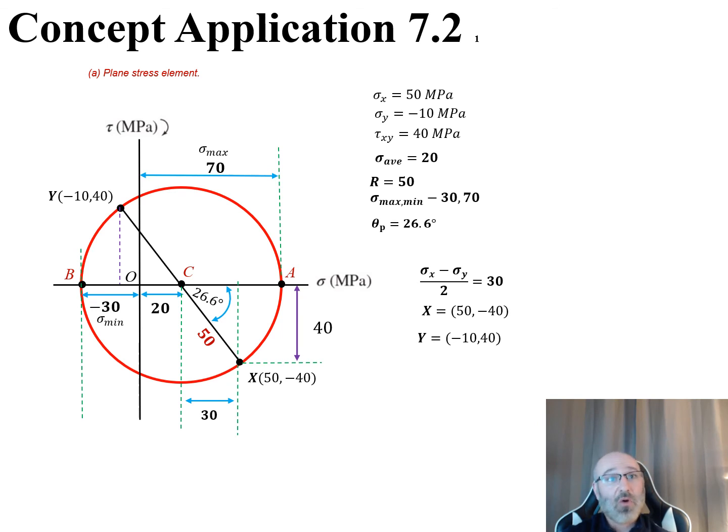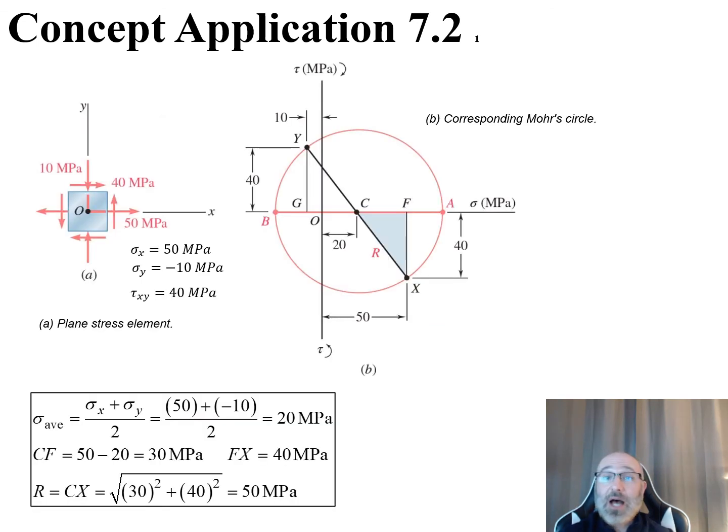So again, let's just go over all this. We have our sigma max of 70. We have our sigma min of 30 right there. We have this value right here of 20, which is our sigma average. We have our tau xy, which is 40 megapascals. We have this value down here, which is our sigma x minus sigma y over 2, of 30 right there. We have our angle right here of 26.6 degrees. We have our radius of 50 right there. And now we have our coordinates for x and y as well. So we have everything we need plugged in for Mohr circle at this point.